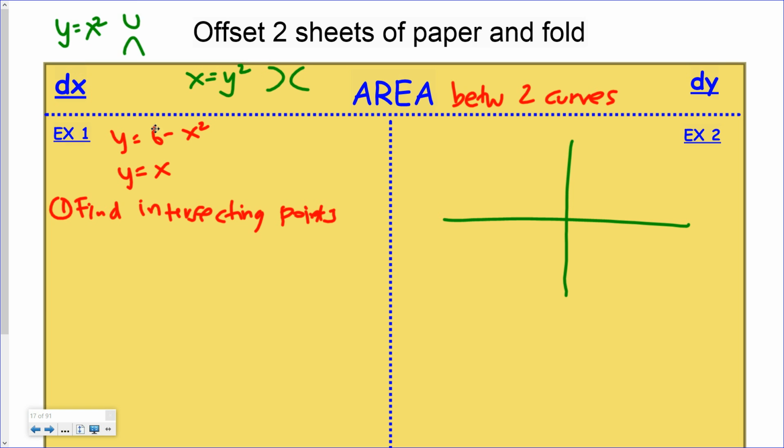So we're upside down, and what is the y-intercept? If x is 0, what's y? 6. So I'm going to go here where y is 6, and I'm going to do an upside down parabola. That's where I am. I also need y equals x. How do you draw y equals x?